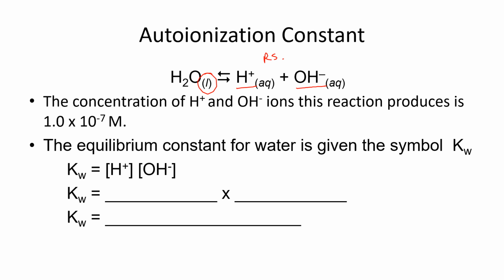This constant is given the symbol Kw, surprise, surprise, W for the water, and the concentration of both those ions, the hydrogen and the hydroxide, will be the same. And so you end up with 1 times 10 to the negative 7 moles per liter for the hydrogen ion, and then 1 times 10 to the negative 7 moles per liter for the hydroxide ion. And if you multiply the two of those together, you end up with 1 times 10 to the negative 14 for the both of them together. And so that is your equilibrium constant for water under most conditions, and you can use that to work out unknown values related to acids and bases, as I'll show you in a minute.